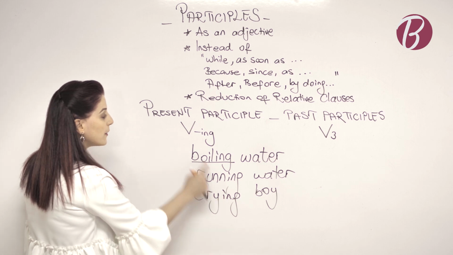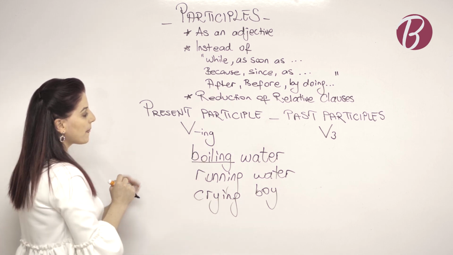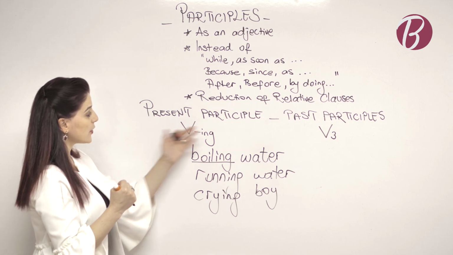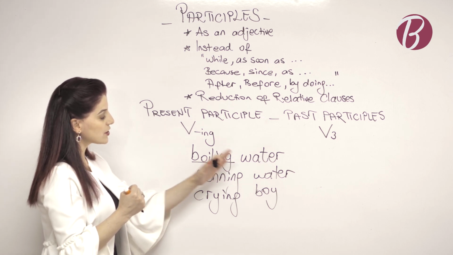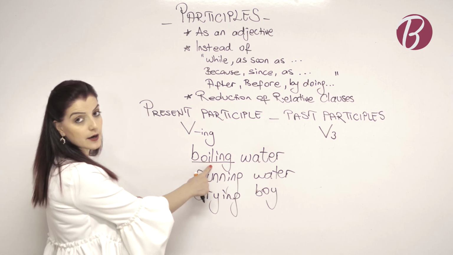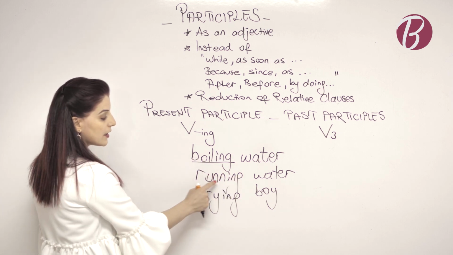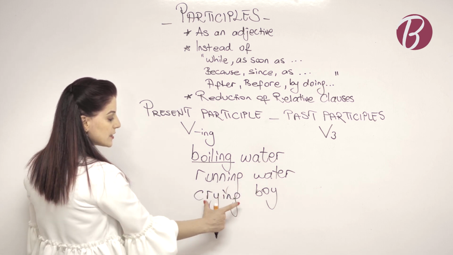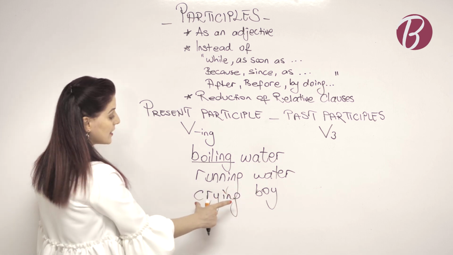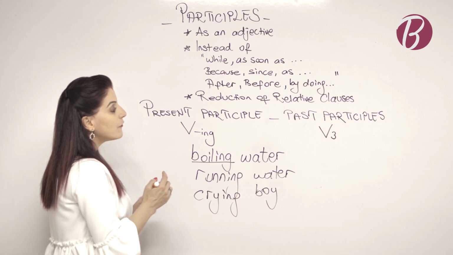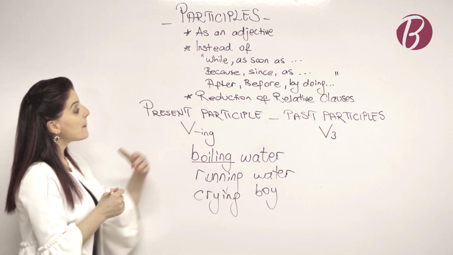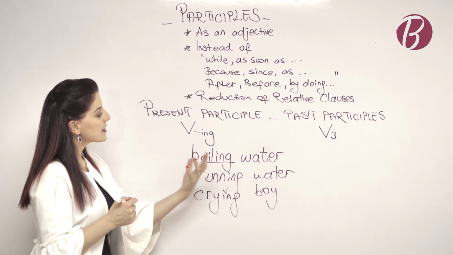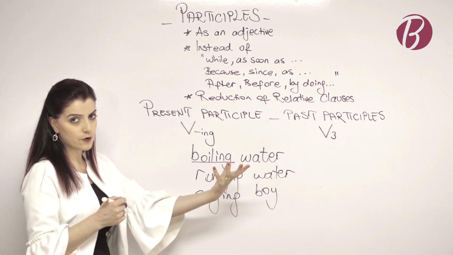So if we put ing at the end of the word, we get present participle. So boiling water, the participle is here. Running water, run, running. And crying boy, this is the adjective part, crying. But if we are talking about past participles, as you can guess, this action should be in passive form.